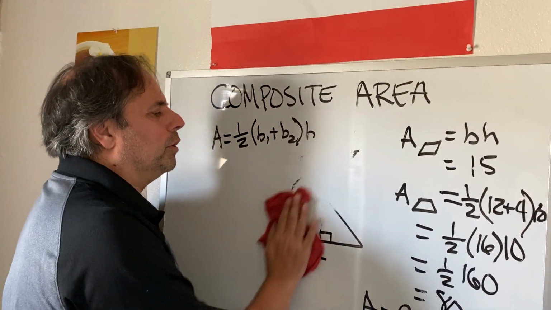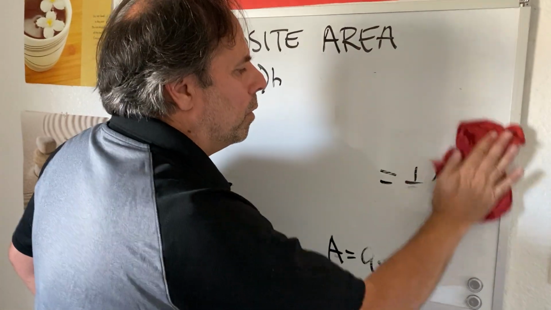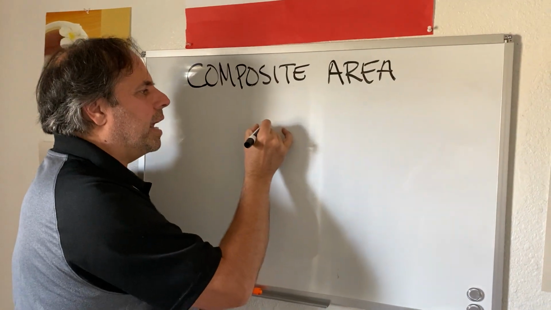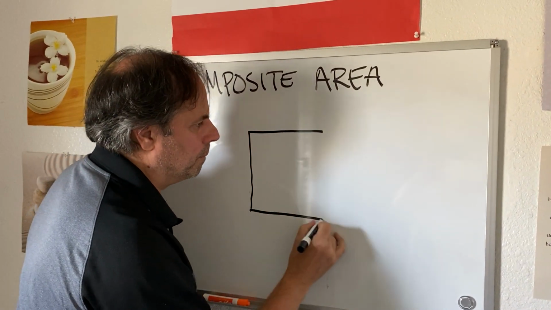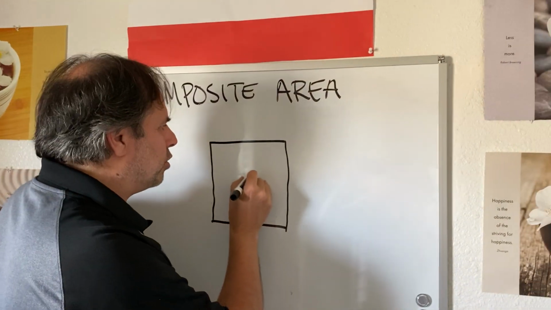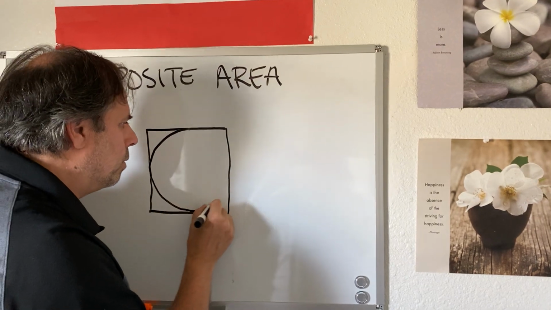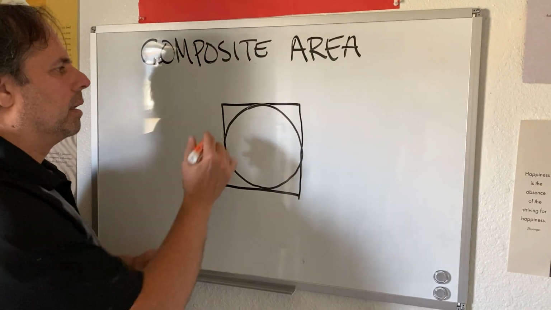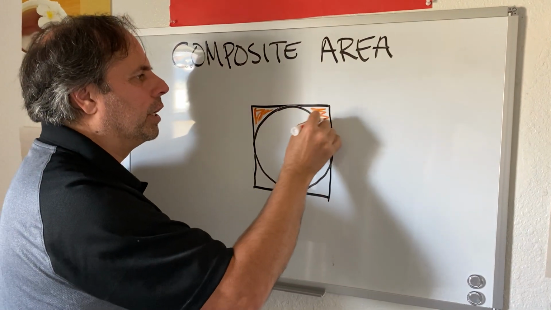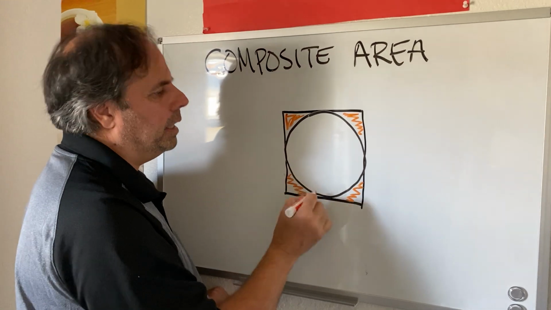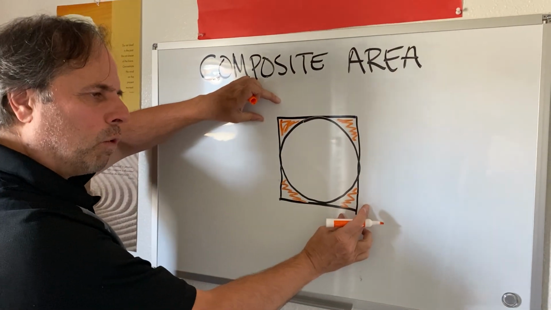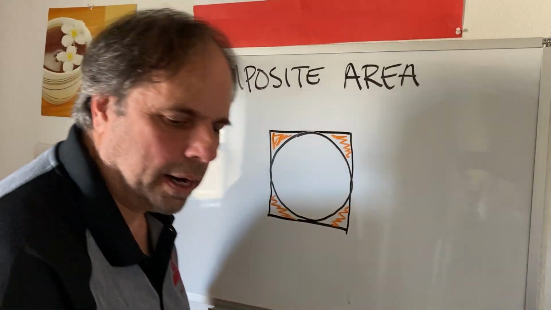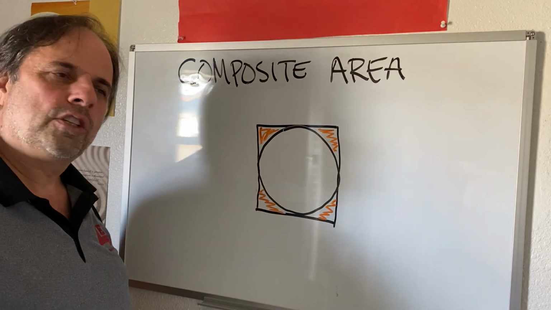Okay, we can also do composite area where instead of adding, we subtract. What could that mean? Well, let's say that I had a figure like this. Say I had a square. Okay? And perfectly inscribed in that square was a circle. Okay? And they asked us just to give them the area of this portion here, here, here, and here. So they're asking like the area of the square without this area of a circle inside. Well, then all I need to do is find the area of this square and subtract out the area of the circle.